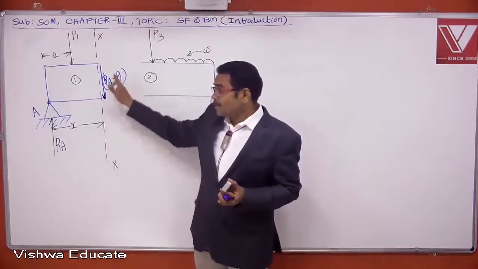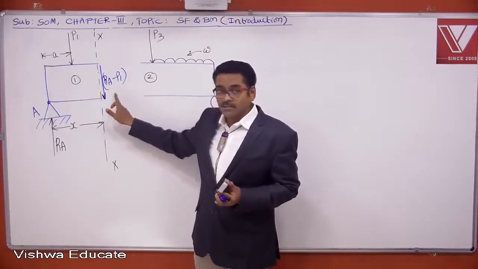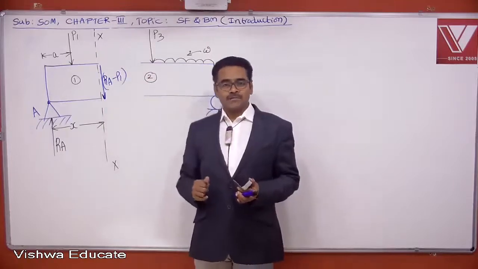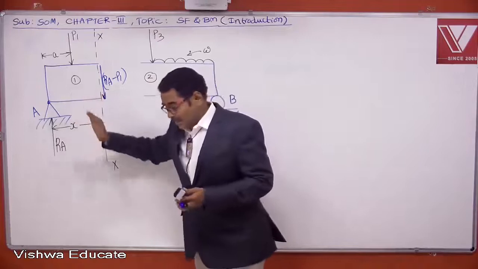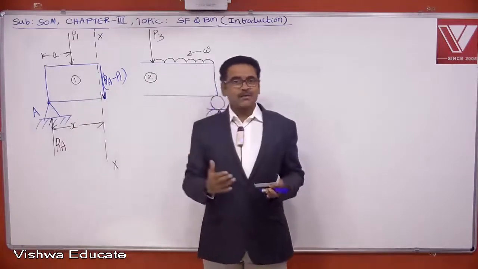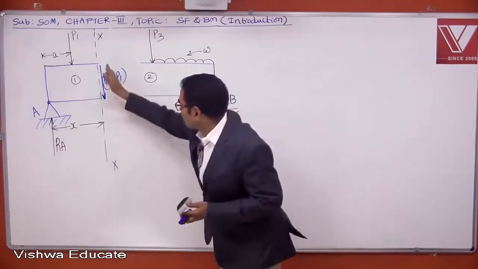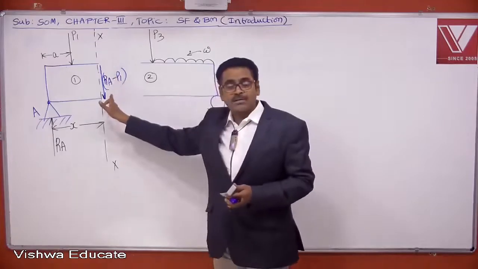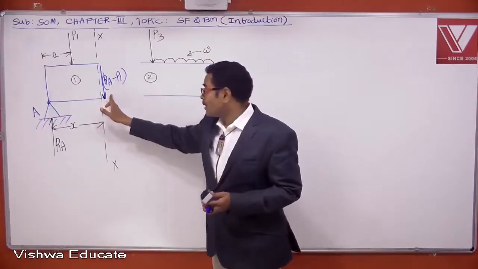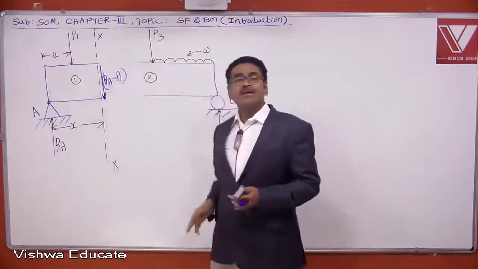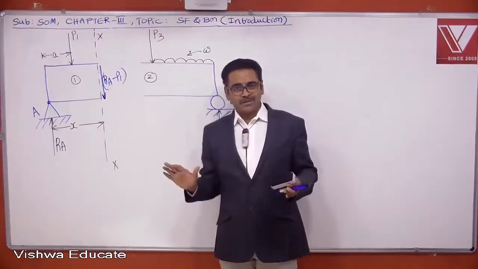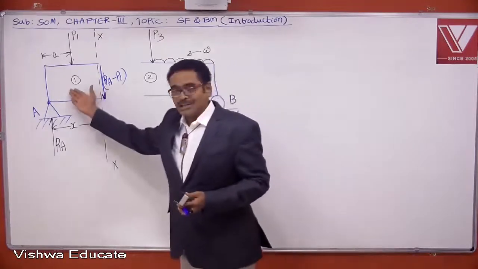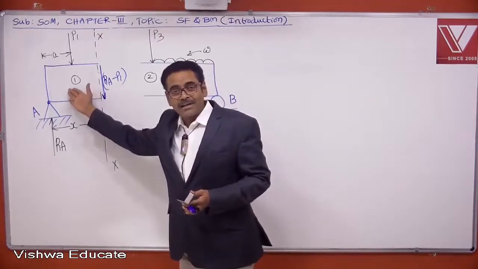Am I applying this force? I am not applying this force. Then who is applying this force? Material of the beam is trying to resist external load. So material of the beam is generating this force. It is resisting force, and it is being generated by material of the beam to balance all unbalanced forces so that this section may be in static equilibrium.